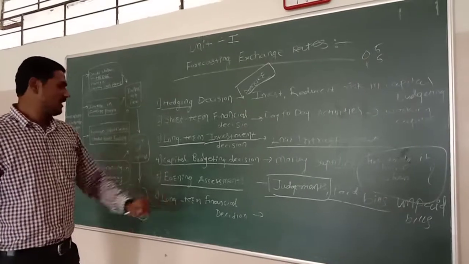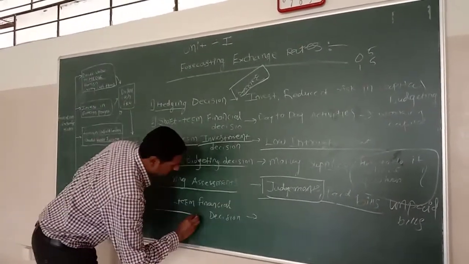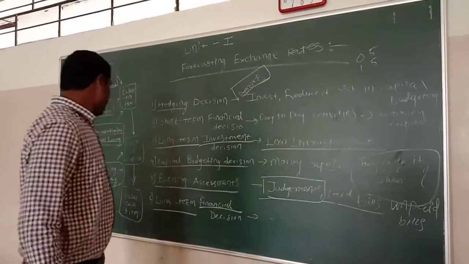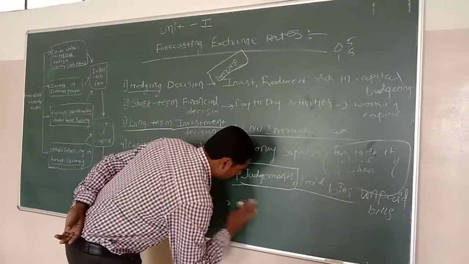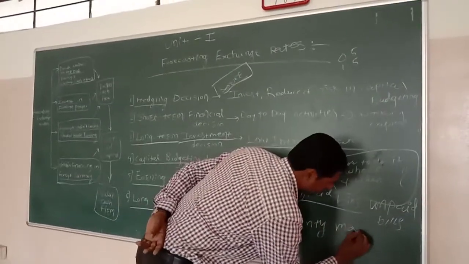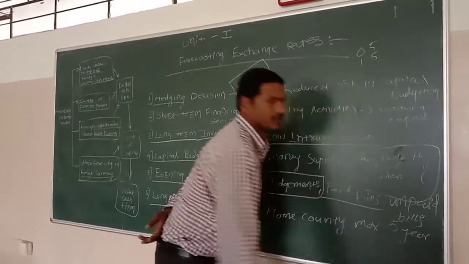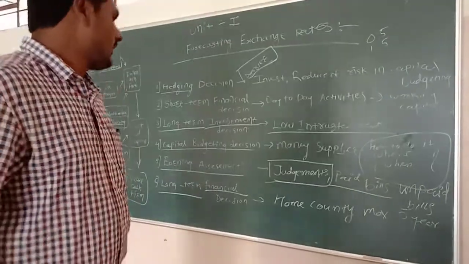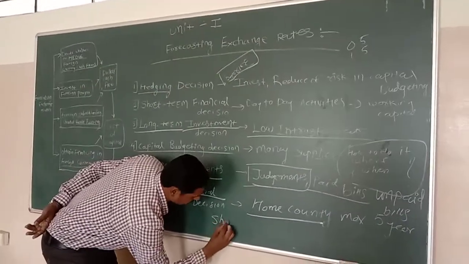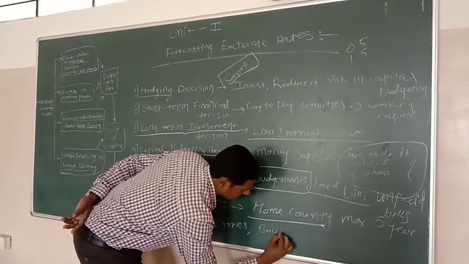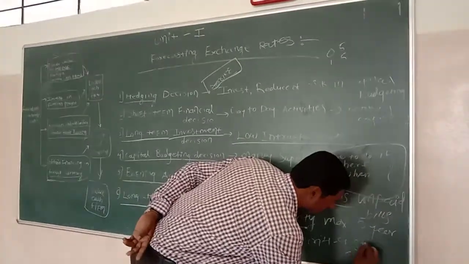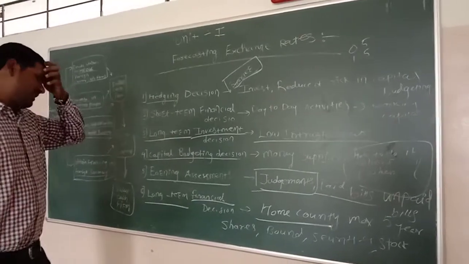Then lastly is the long-term financial decision. Long-term financial means going beyond studying the firm in one country, the home country, for a maximum of 5 years. When you describe home country foreign currency, you can understand the maximum 5 years. You can create shares, bonds, securities, and stock markets. There are so many things in the long-term financial decision.